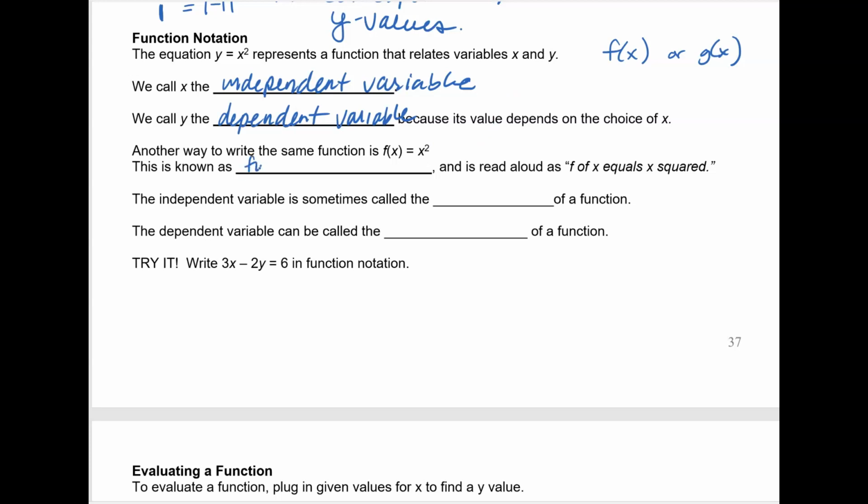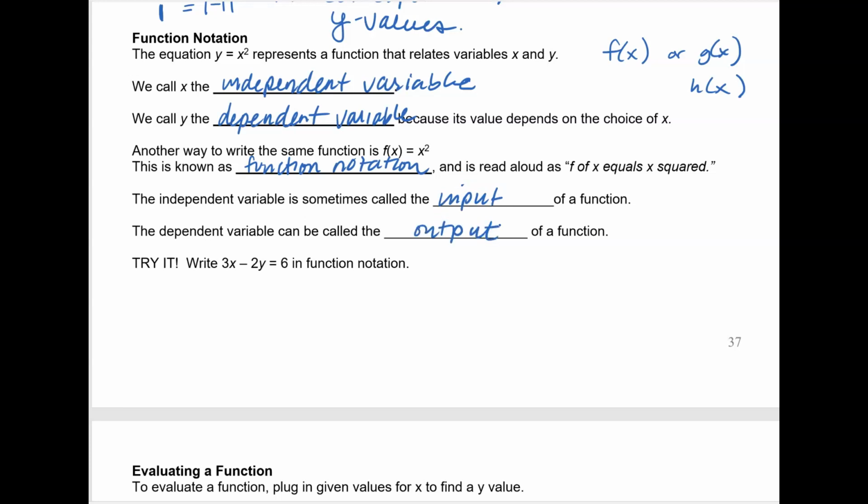And this is what we call function notation. And you read this aloud, f of x equals x squared, or if you have a different letter, g of x. It does not have to be f. So if you're thinking, oh, function notation starts with f, that's why we use f. You can use f, you can use g, sometimes you'll see h. There's all kinds of different letters, but I would say the more common ones that you'll see are f and g, but it doesn't have to be those letters. And the independent variable is sometimes called the input, and the dependent variable is sometimes called the output.